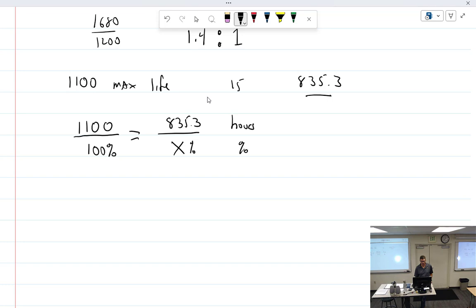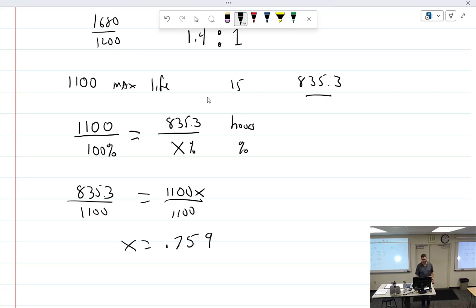So we have 835.3 times 1, because 835 equals that, 1,100x. We divide both sides by 1,100, and we get x equals 0.7594. We'll just stop there, 0.759. But we wanted a percentage, and what percent is that? 75.9%.